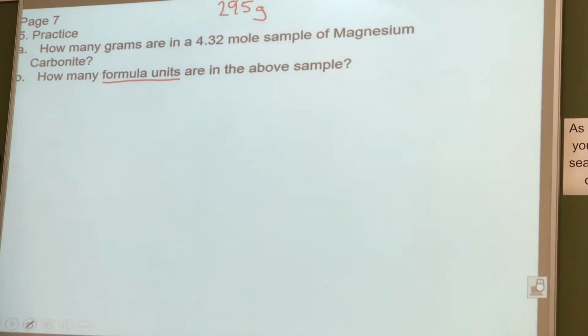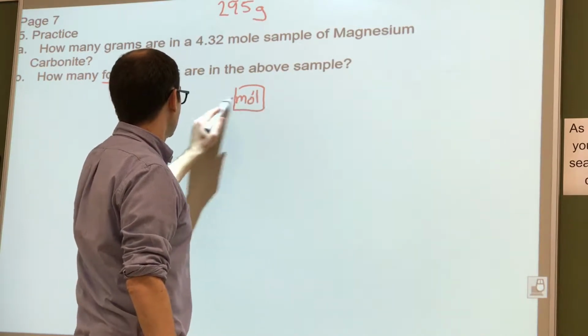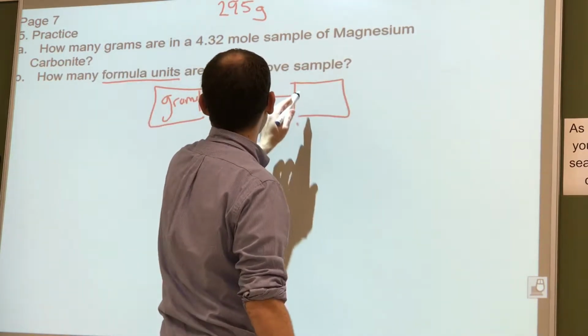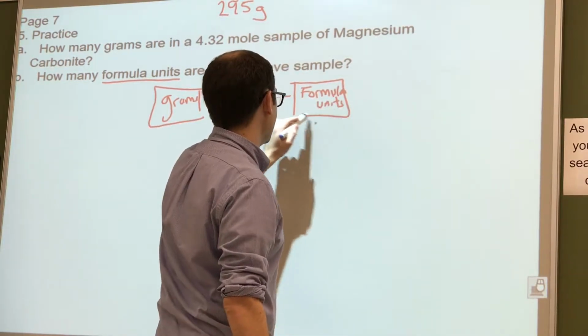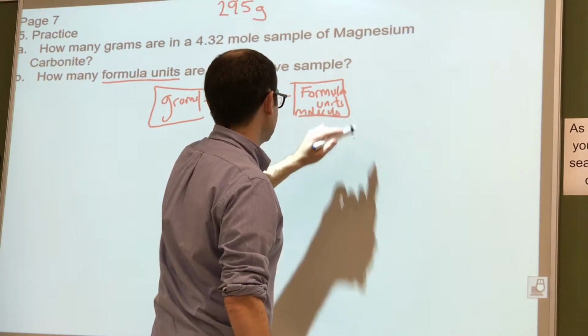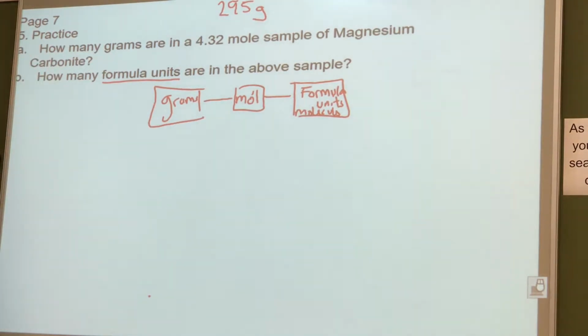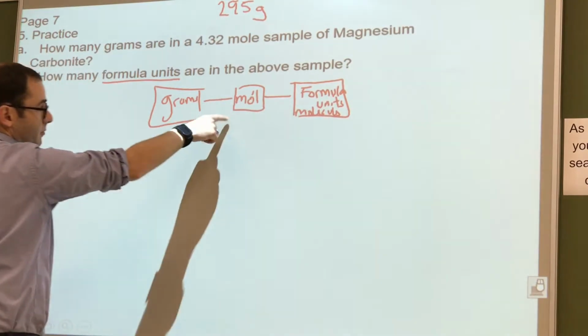Okay, but let's check this out. Let's look at the mole flow chart. The mole was in the middle. Grams was over here. And then over here, we have formula units, as well as molecules, because they're the same. It's just if it's ionic or if it's covalent, right? So would we start with the 295 grams or would we start with the moles? Probably start with the moles, right? For 2 reasons. One, if you messed up the first problem, you're going to mess up this problem because you're going to have the wrong number. Also, you're going to start with moles because it's the shortest route to go from moles to formula units, right?